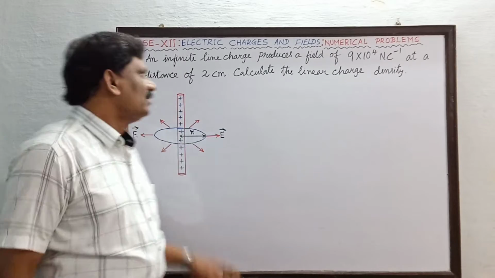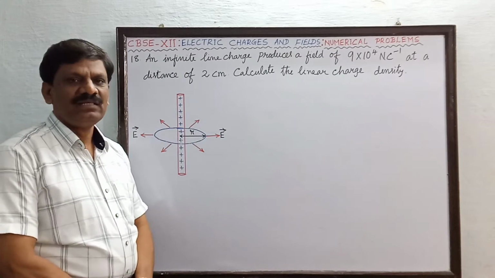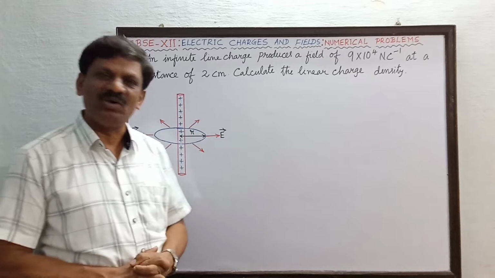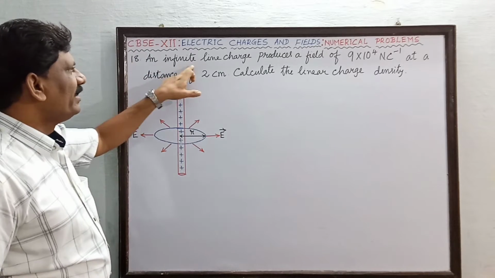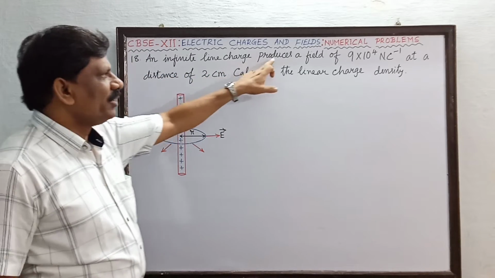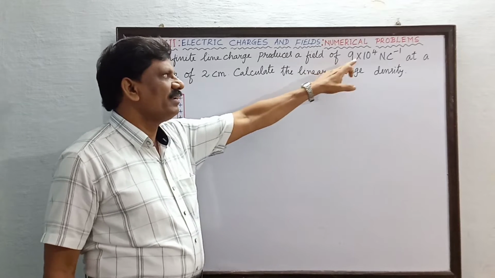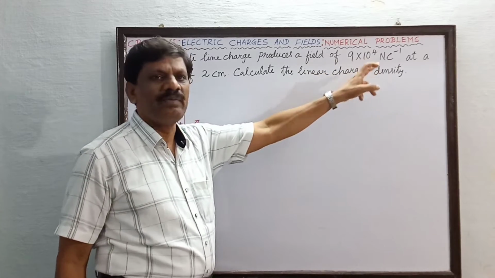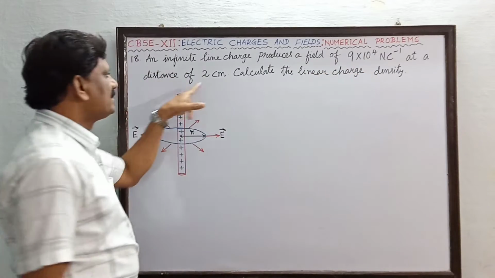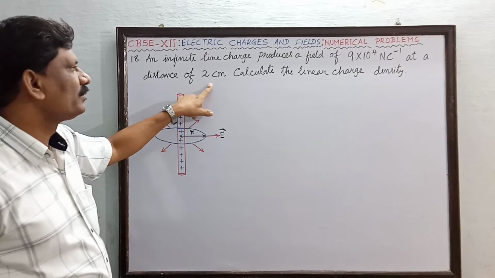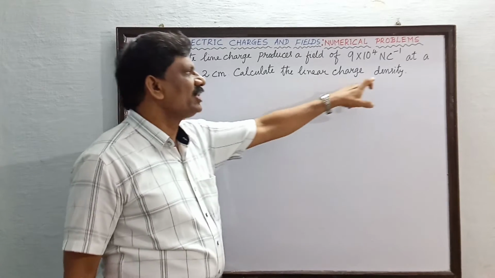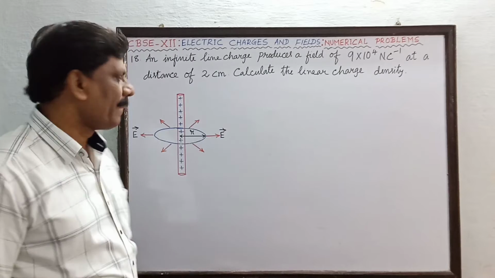Hi students, problem number 18 is based on the application of Gauss law. An infinite line charge produces a field of 9 into 10 power 4 Newton per Coulomb at a distance of 2 centimeter. Calculate the linear charge density.